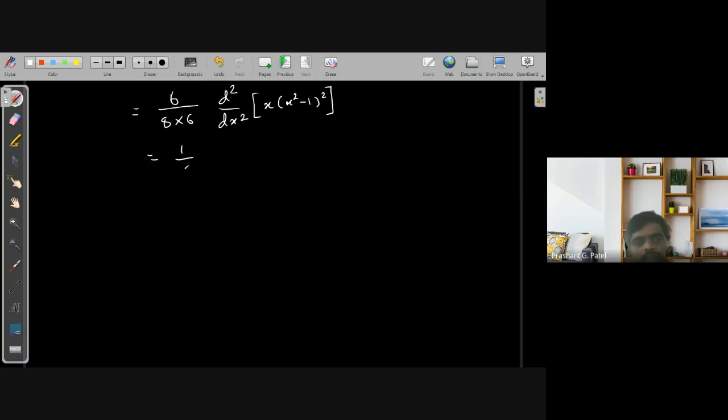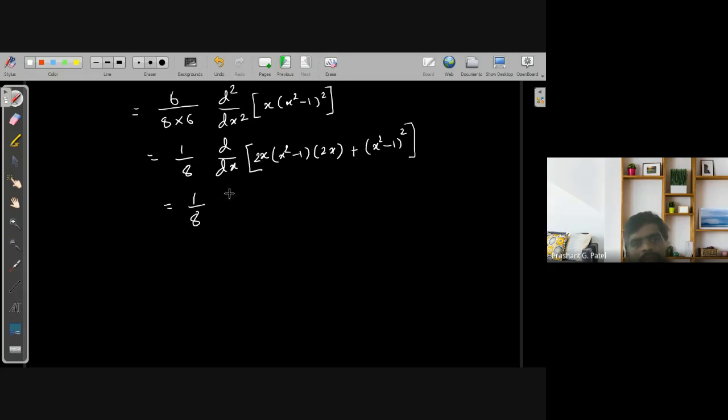Again, we'll do the derivative. So this is d by dx of, apply the product rule: x as it is, differentiation of (x square minus 1) whole square, that is 2 times (x square minus 1) into 2x, plus (x square minus 1) whole square as it is, a derivative of x is 1. So we'll have this.